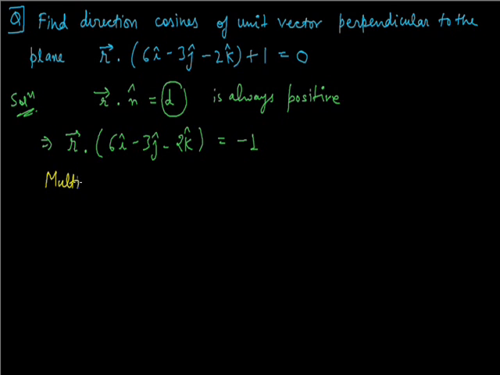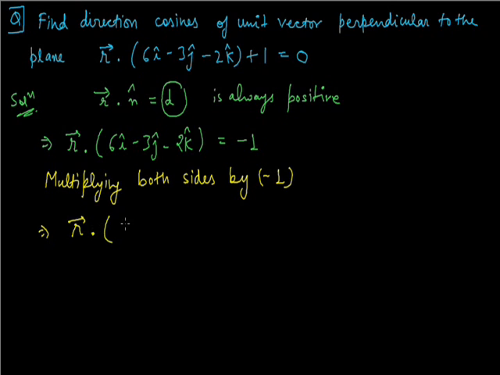So what we are doing, we are multiplying both sides by minus 1. So we will get r vector dot minus 6i cap plus 3j cap plus 2k cap equals 1. The signs get changed because we have multiplied with a minus sign. So this is the standard form of the plane in vector form. Now what we need is the direction cosines. Direction cosines can be obtained from this part. This is the n cap.